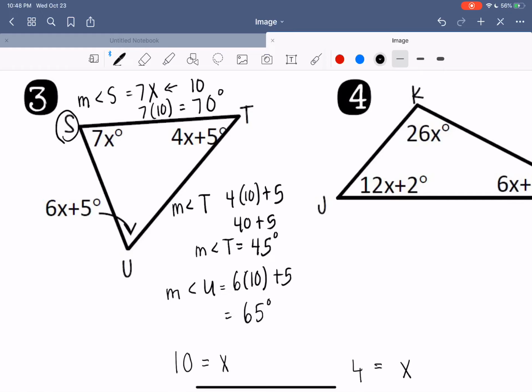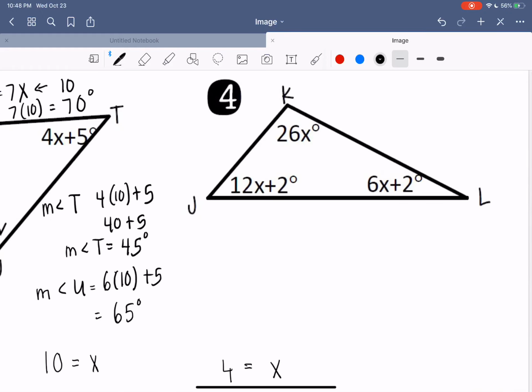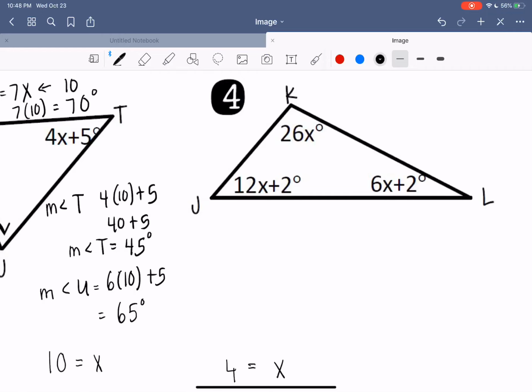Going over problem 4, at the bottom there should be enough space for you to write the measure of angle J, which is 12, and then we have our 4 here. So we'll substitute our 4 for x plus 2, and this will equal 12 times 4, which is 48 plus 2 equals 50 degrees.